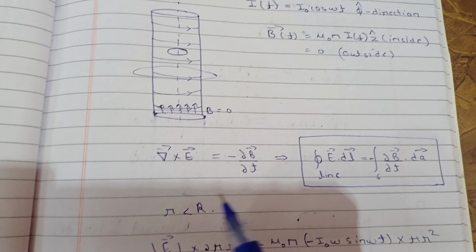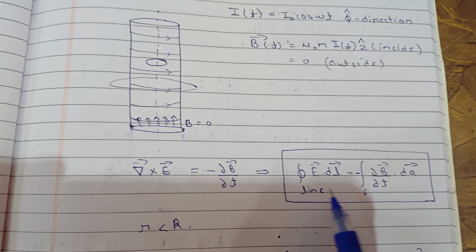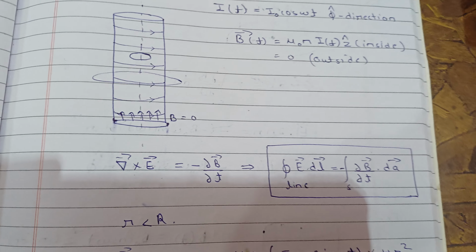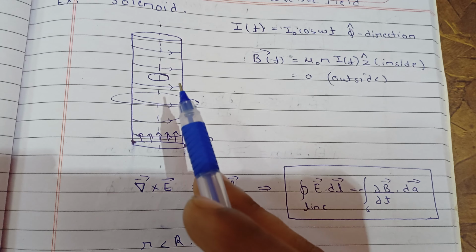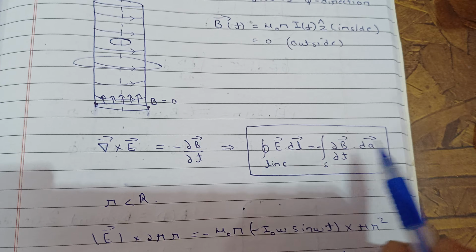So we know the relation del cross E equals minus del B by del t. From here we can write the integral form, that is, closed integral of E dot dl equals minus the integral of del B by del t dot dA. We need to use this equation because we need to find the electric field. The electric field will also be in the direction of phi cap because it is along the current. So E dot dl will be given by this.